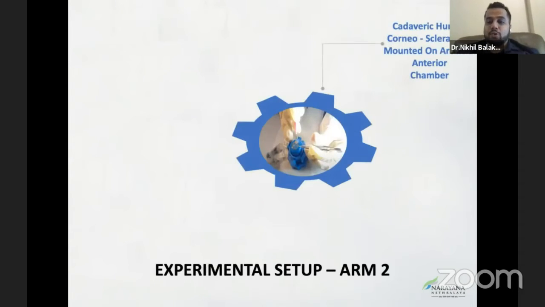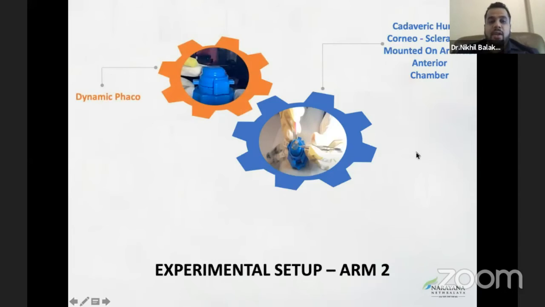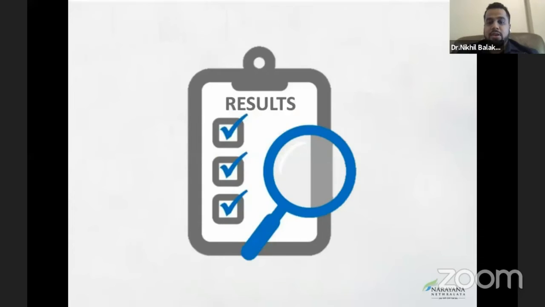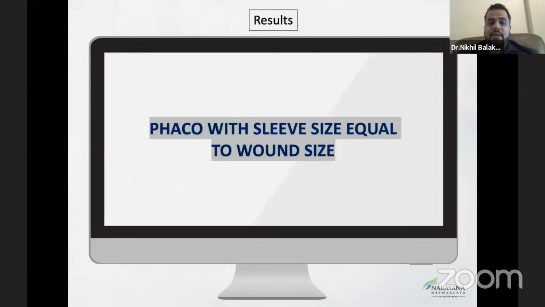In the experimental setup too, we used a cadaveric human corneoscleral tissue mounted on an artificial anterior chamber. We performed dynamic phaco, that is actual phaco held in the hand of an operating surgeon, and also a static phaco where the phaco probe was attached and static. So what were the results of our study?